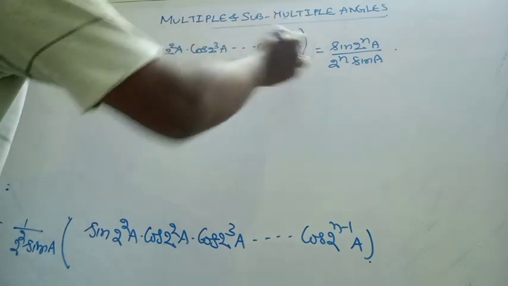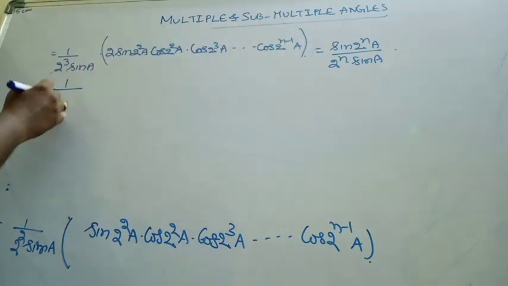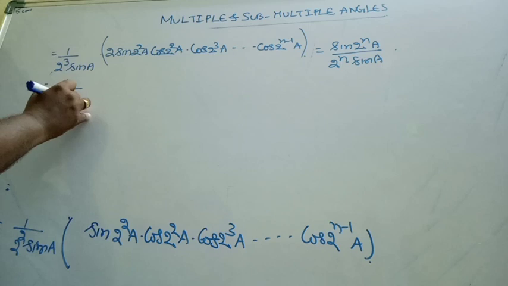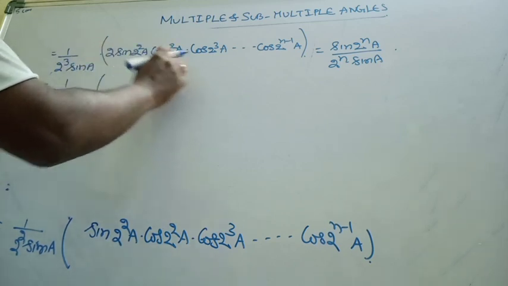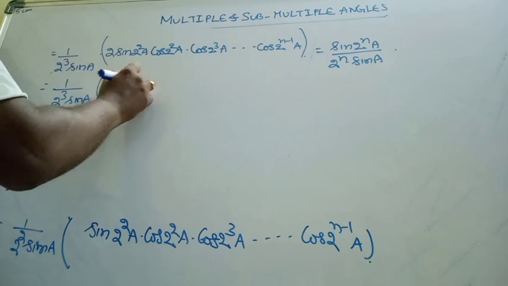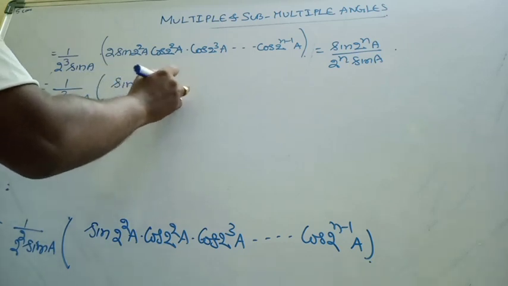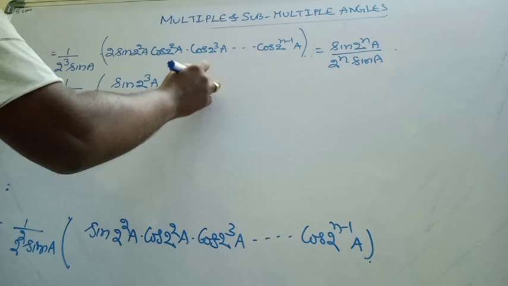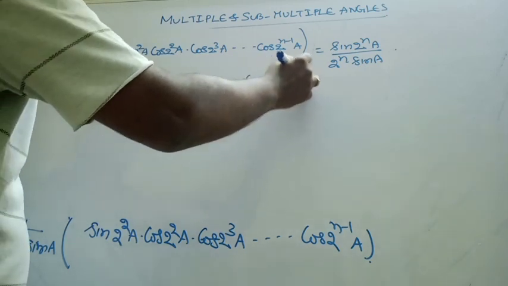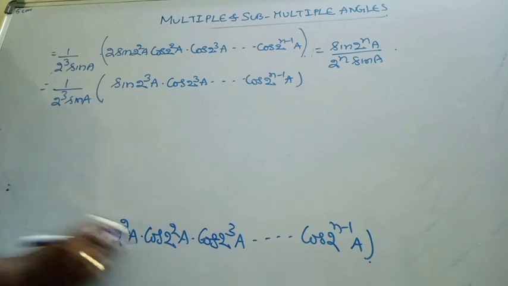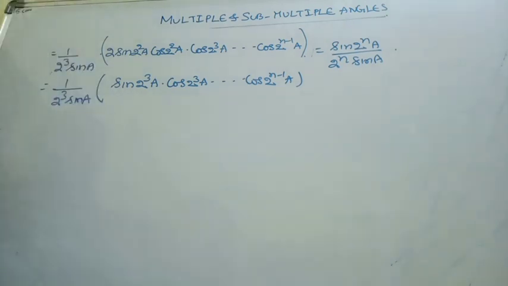We have got this. Now this is equal to 1 by 2 cube into sin A. Here 2 sin theta cos theta is sin 2 theta, so once again we get sin 2 cube A into cos 2 cube A, and so on up to cos 2 power n minus 1 into A, my dear students. In the same way I will continue.